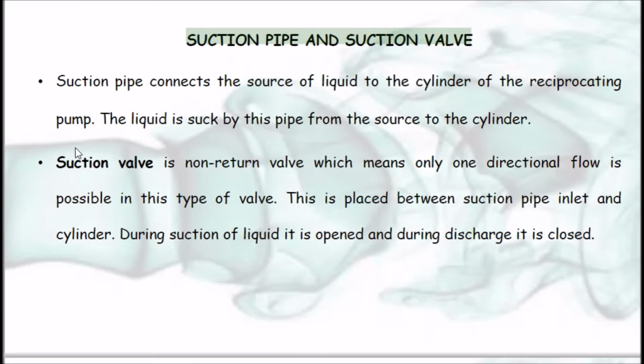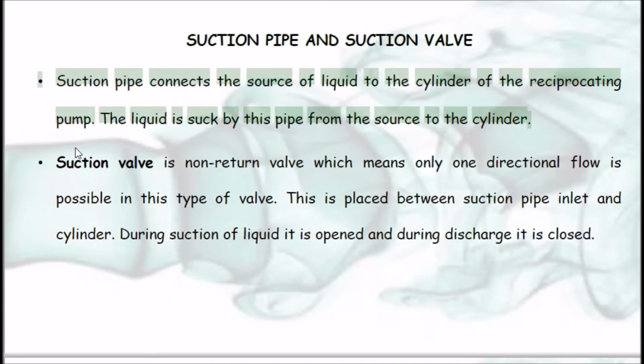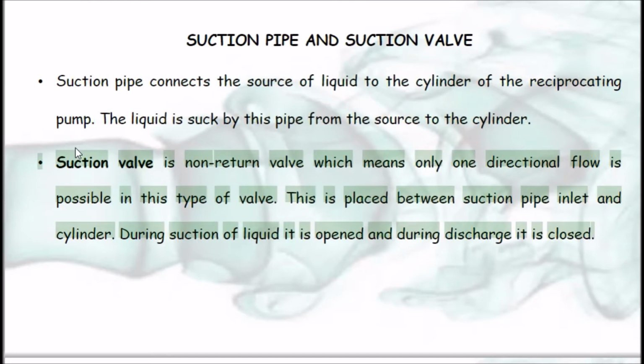Suction pipe and suction valve. Suction pipe connects the source of liquid to the cylinder of the reciprocating pump. The liquid is sucked by this pipe from the source to the cylinder. Suction valve is a non-return valve, which means only one directional flow is possible in this type of valve. This is placed between suction pipe inlet and cylinder. During suction of liquid it is opened and during discharge it is closed.